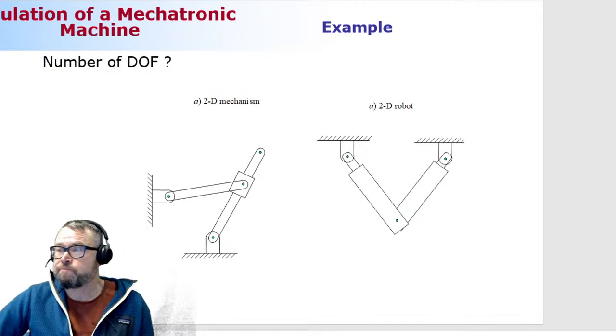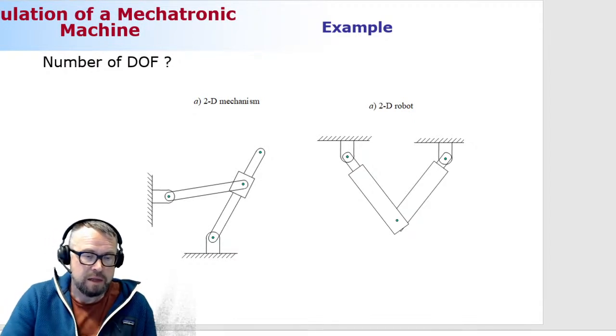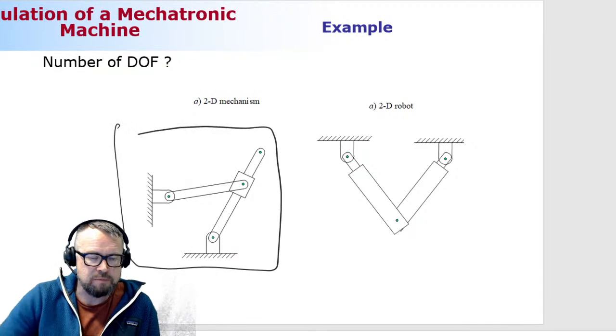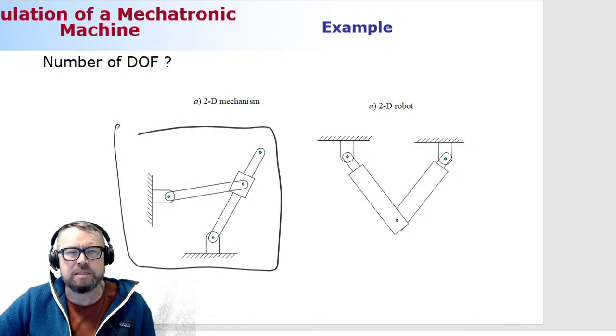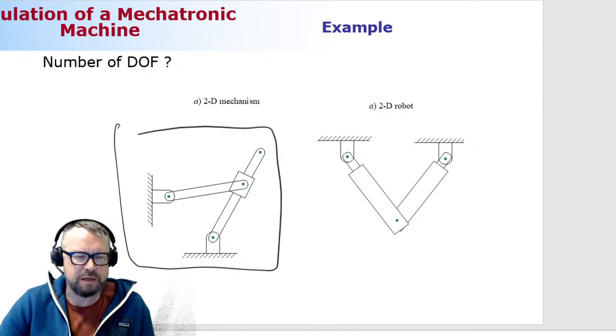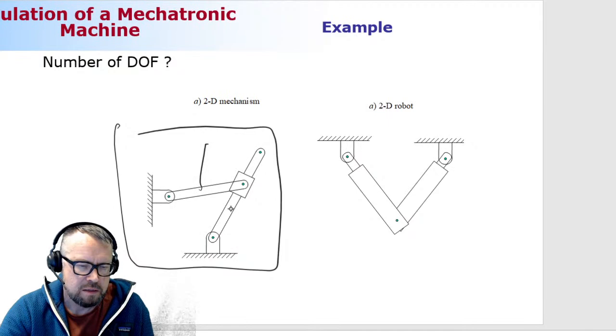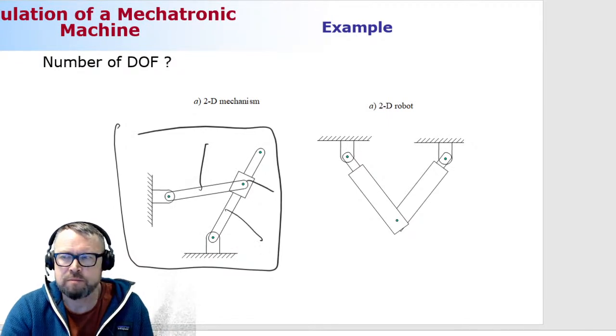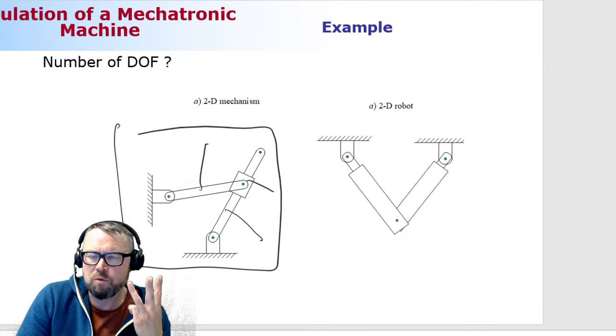Number of degrees of freedom. Okay, so let's compute it. Let's get started from this guy here. The easiest way to do this is that we only count the bodies that are moving. So we can ignore bodies that are attached to ground, because those play no role in the dynamics. They don't move anywhere, so they will be standing no matter what. So let's just count how many moving bodies we have here. 1, 2, 3. So we have 3 moving bodies.